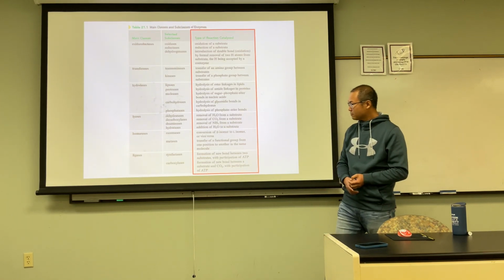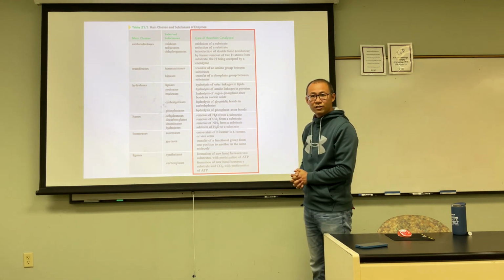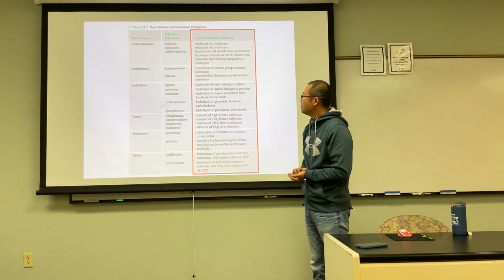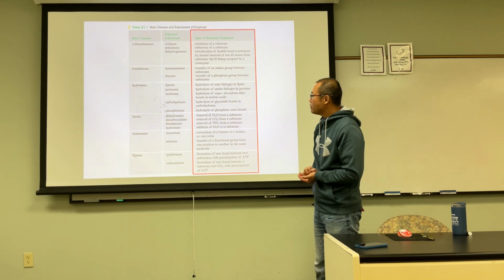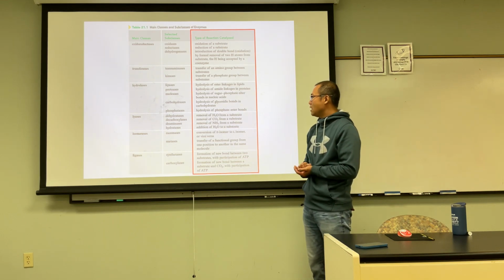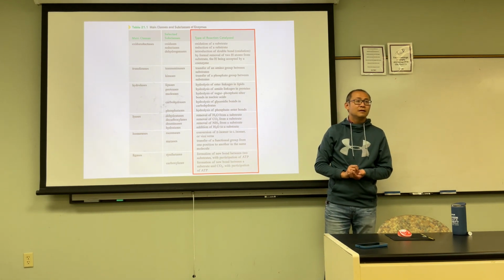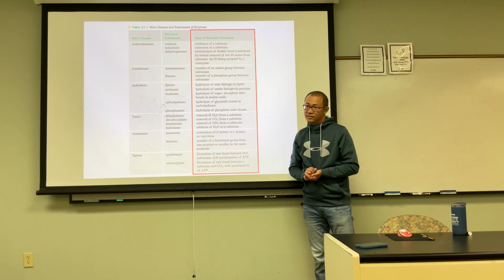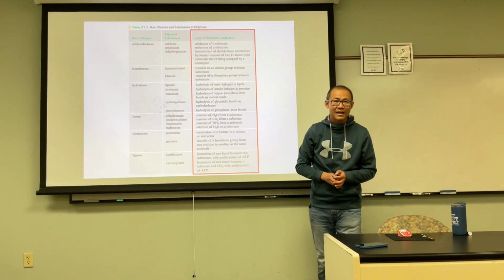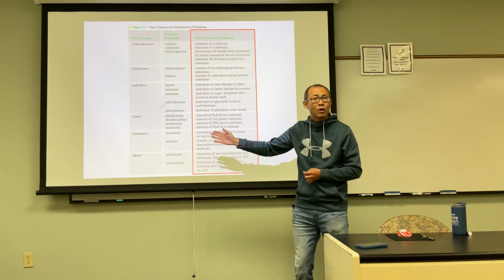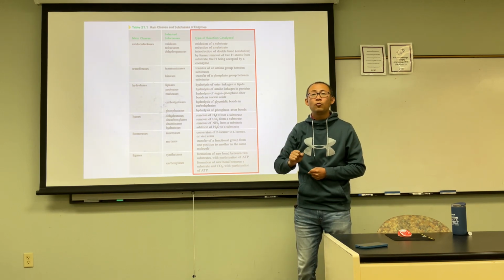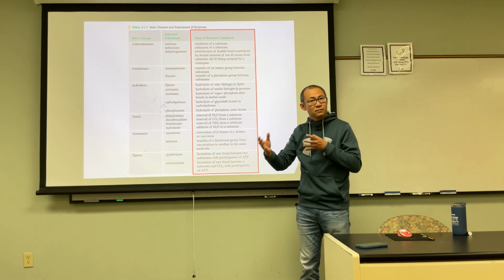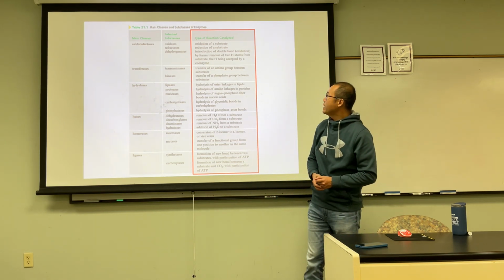The names are listed in the first column: oxidoreductase, transferase, hydrolase, lyase, isomerase, and ligase. These are the 6 types of enzymes. Again, these 6 types of enzymes indicate 6 types of reactions they're catalyzing. You can see they all end with what? With ase.